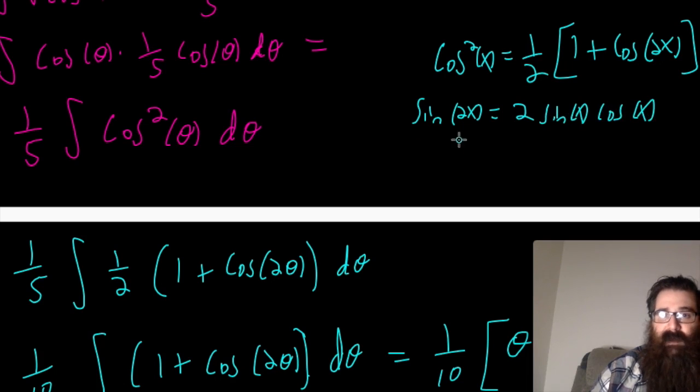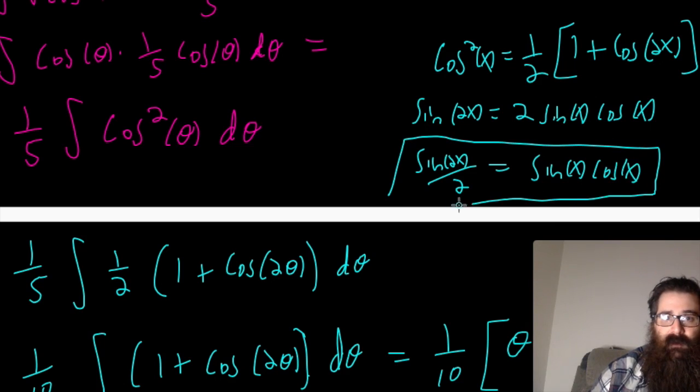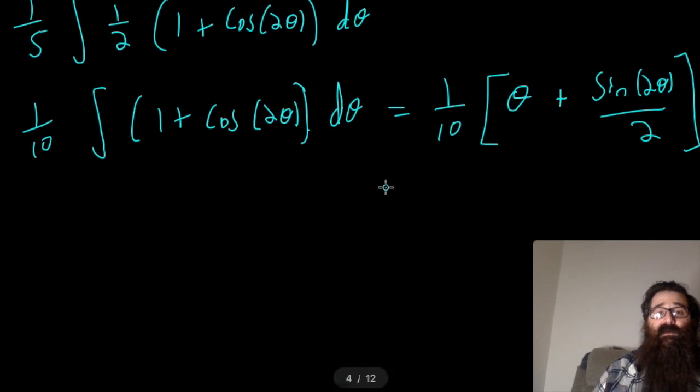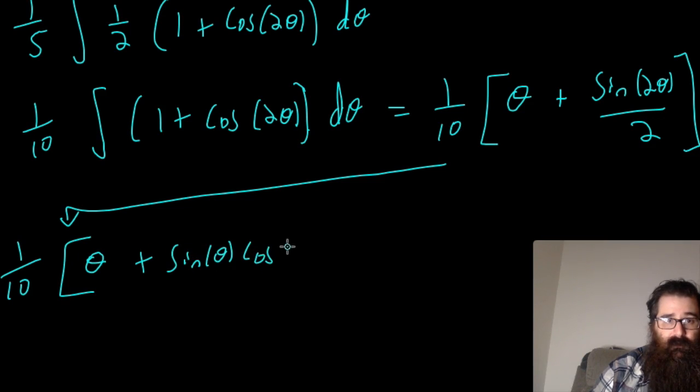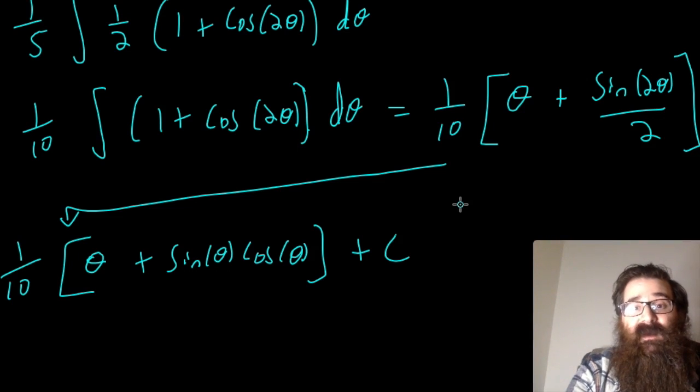Or we can in fact just divide by 2 and say that sine of 2x divided by 2 is equal to sine of x cosine x. So this is the identity that I want to use now. Sine of 2x over 2 is equal to sine of x cosine x, which allows me to quickly rewrite this. I can say that this gives me 1 over 10 times, in parentheses, theta plus sine theta cosine theta, and then plus my constant c. Now everything's in terms of theta and a function of theta and not a function of 2 theta.